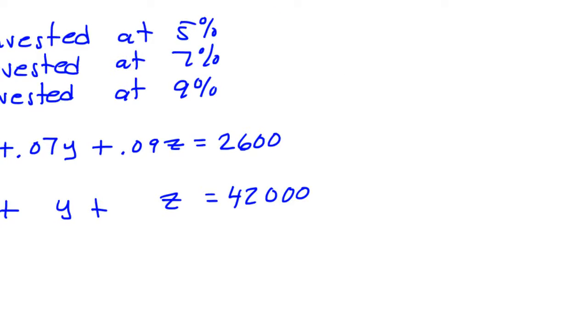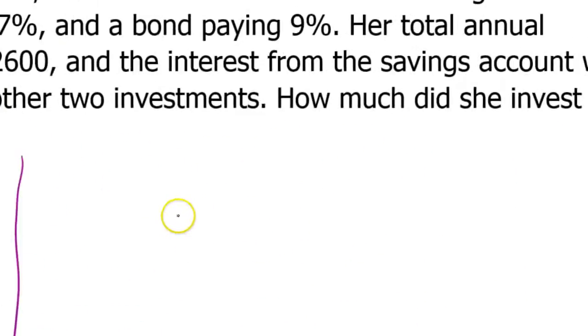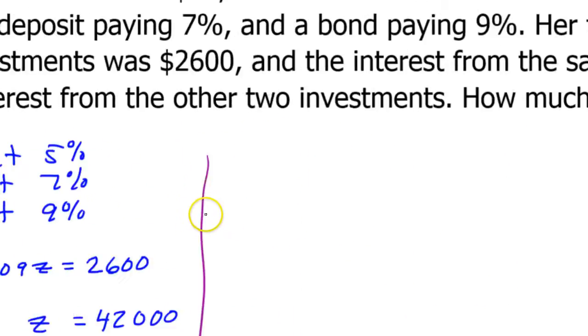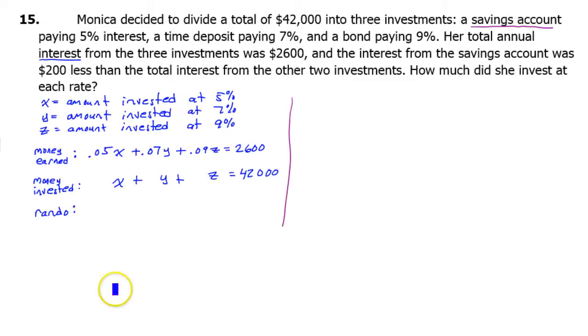All right, I'm going to do this off to the side. A lot of students are going to do this wrong, so let me show you a way that you can think about it to help you. The random equation is going to come from this sentence right here: the interest from the savings account was $200 less than the total interest from the other two investments.